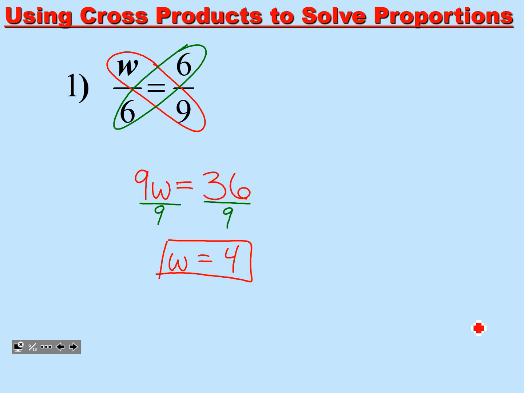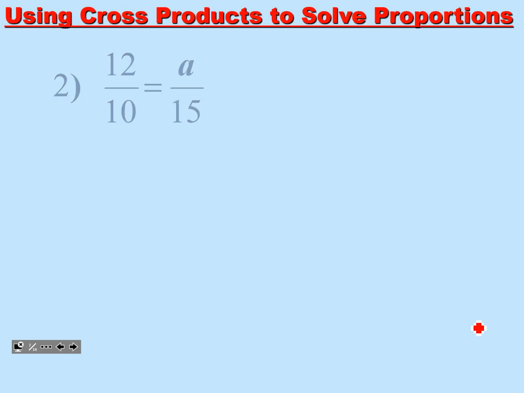So let's start with number 2. Now number 2, you could do the exact same thing. You can multiply 10 times A. You can multiply 12 times 15. But I'm going to tell you a little clue. One of the things you guys should know is, if possible, if you see ratios that can be simplified, you should definitely simplify them. So what I want to do is simplify 12 and 10. I know 2 goes into 12 and 10, so that becomes a 6. This becomes a 5.